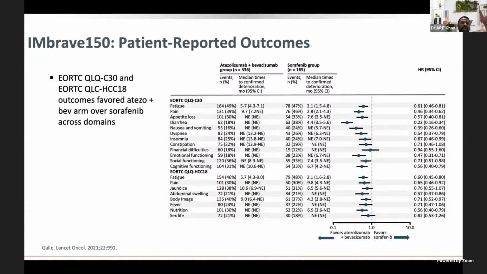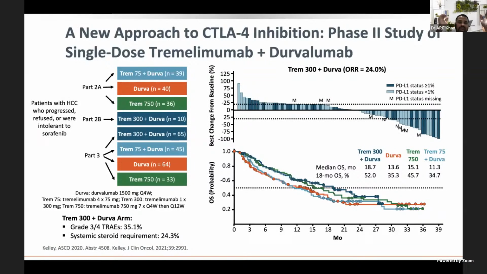So with IMbrave150, we know that it also improved the quality of life. Quality of life was maintained, with not many side effects with this regimen. It improved across all the areas. It improved social functioning and cognitive functioning, and it reduced the side effects. All the symptom scores were reduced. So it maintained a decent quality of life for the patients. That's very important here.